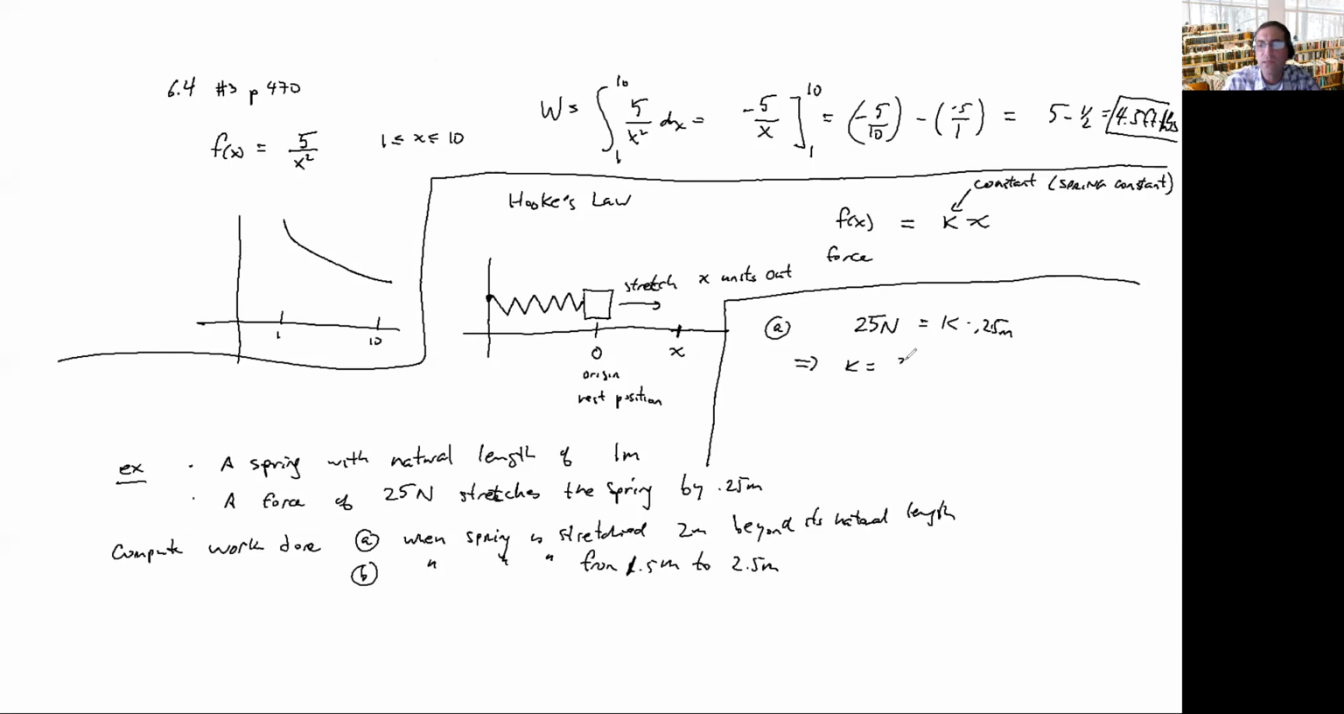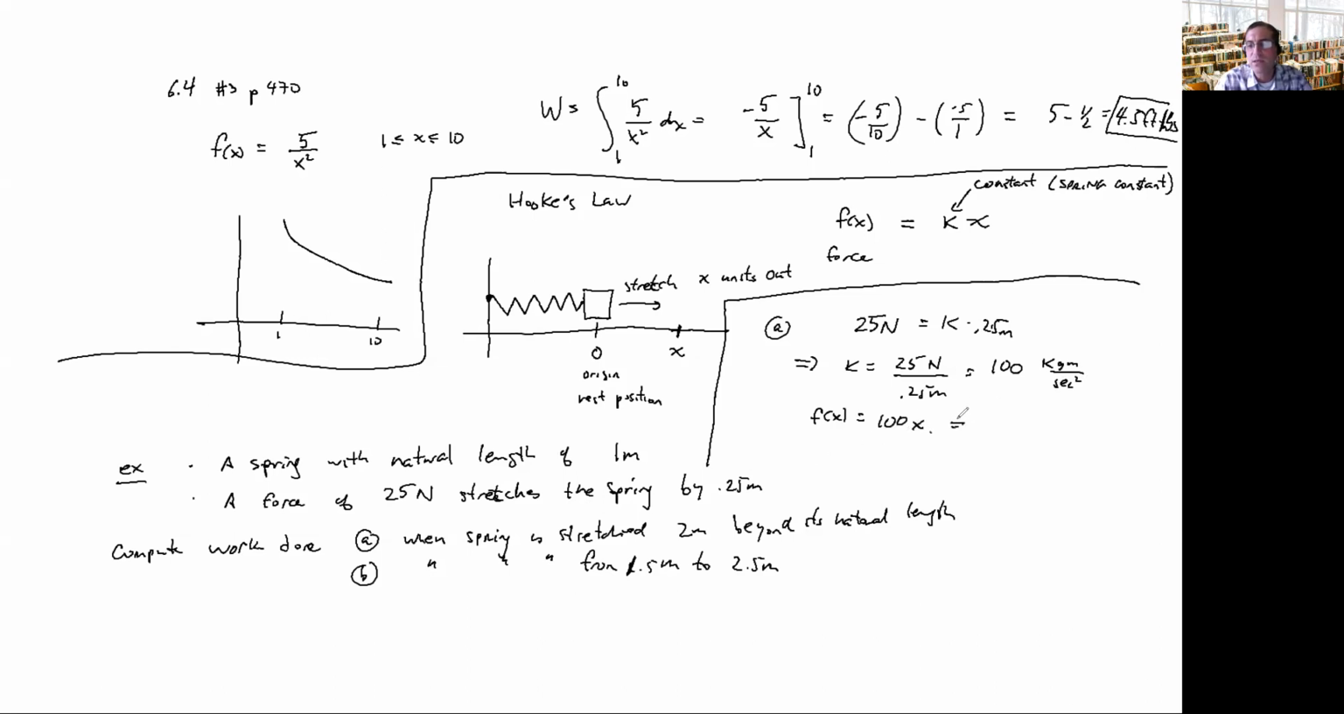So we can solve for K by dividing both sides by 0.25. So K is 25, I'm leaving the units in, newtons over 0.25 meters. And that gives me, I guess, 100. If you take newtons and divide by meters, you'll get, I guess, kilograms per second squared. So that's what K is. K is 100. Okay, so that tells me f of x, which is kx, is 100x.